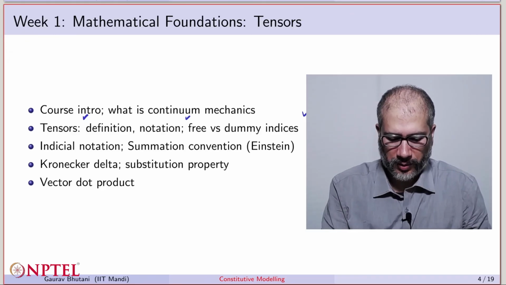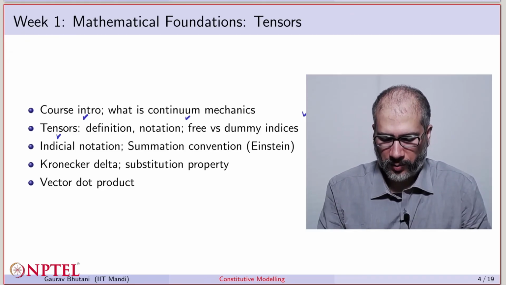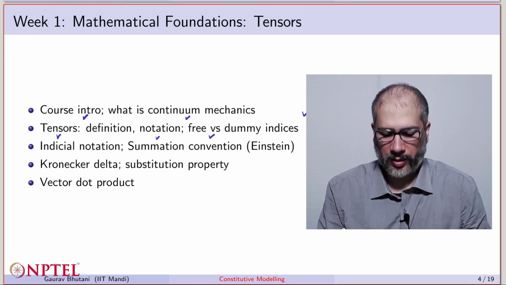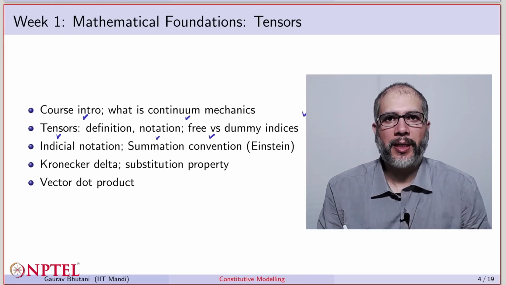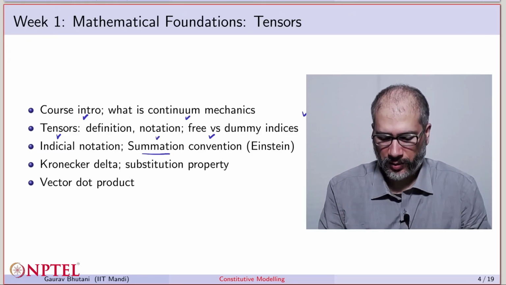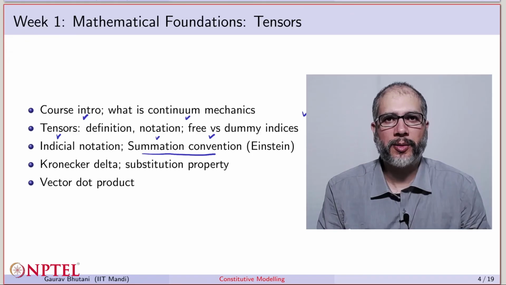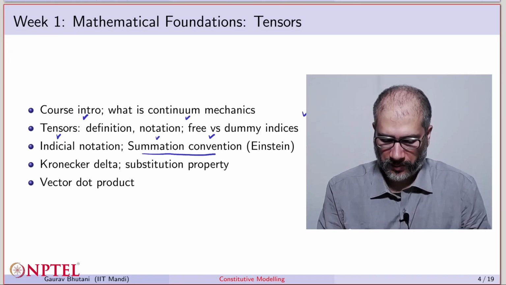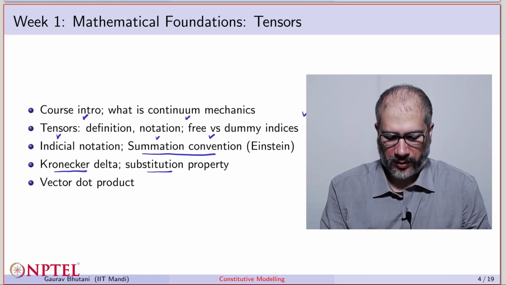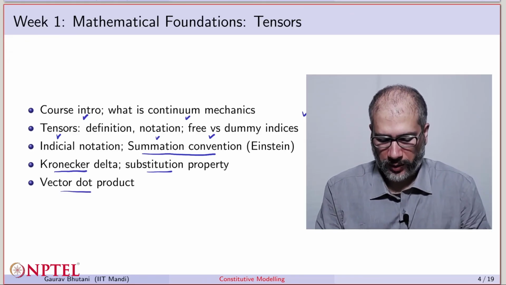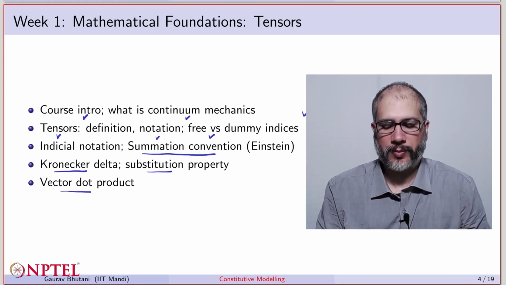and then we moved on to the definition of tensors. We talked about the indicial notation and the idea of the free and dummy indices. That is when we defined the Einstein notation or the summation convention, which is a very important idea in indicial notation that helps us simplify expressions very effectively. We talked about the Kronecker delta symbol and its substitution property, which helps us write the vector dot product, which is used in various equations in continuum mechanics.